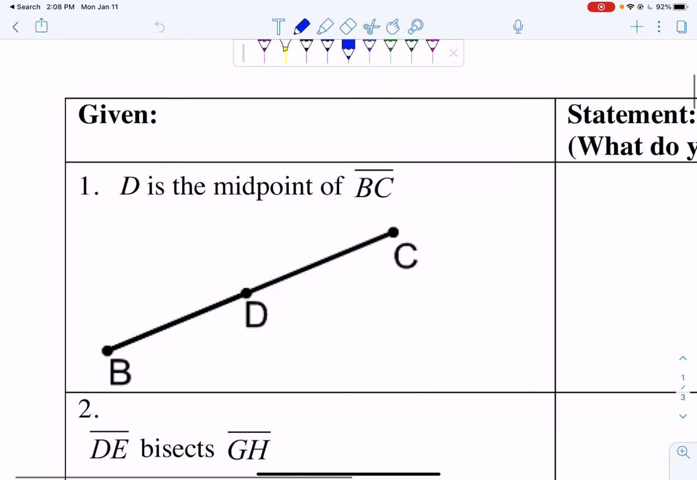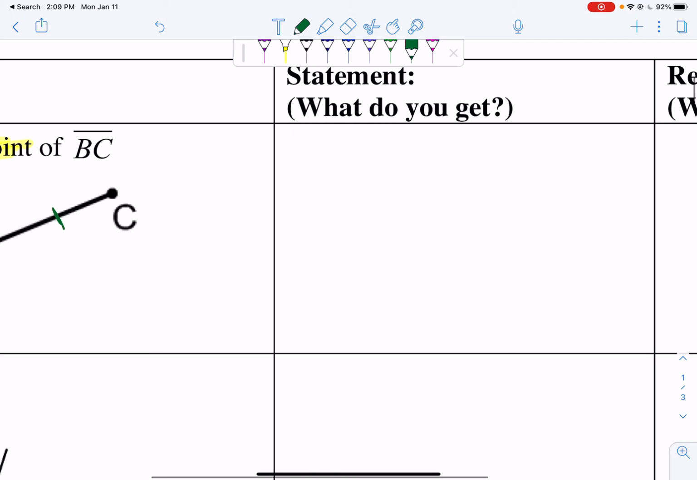So our first given, D is the midpoint of BC. The first thing I do is I highlight my keyword of midpoint. What a midpoint does is it breaks a segment into half. So if I look at this, D is sort of chopping BC into half. So I can say that BD is congruent to DC. All I can say about a midpoint is that it creates two congruent segments.